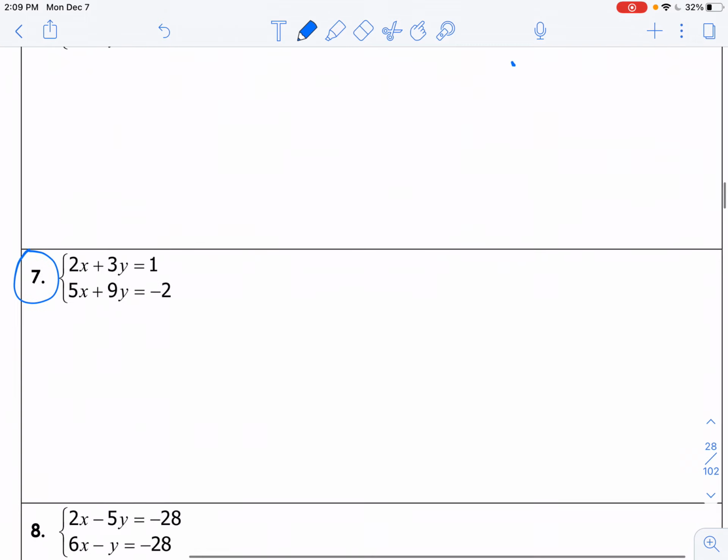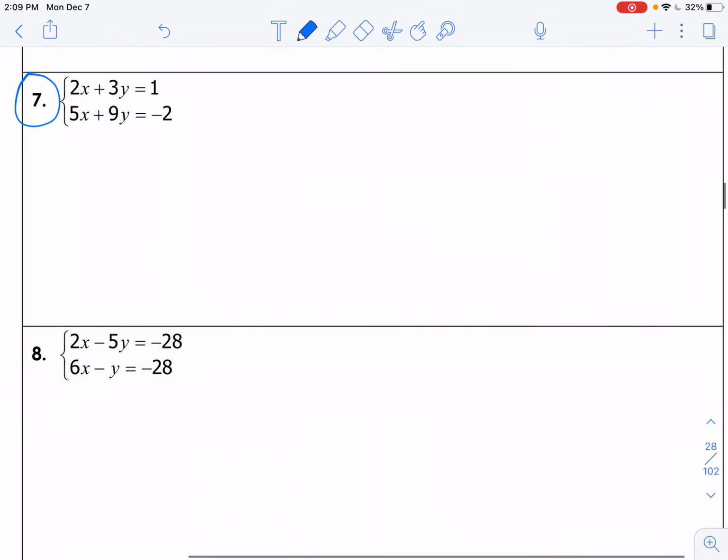All right, let's try a couple more. Let's do number 7. Okay, we need to eliminate one of the variables, so that means we want to find something that we can multiply by that will eliminate an x or a y. I'm looking at these two equations, and I'm really kind of zeroing in on these y's right here, because 9 is a multiple of 3.